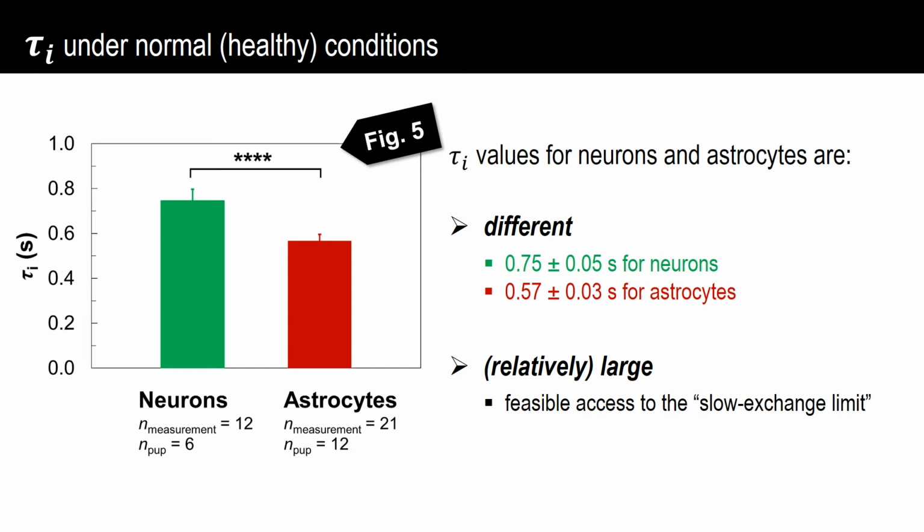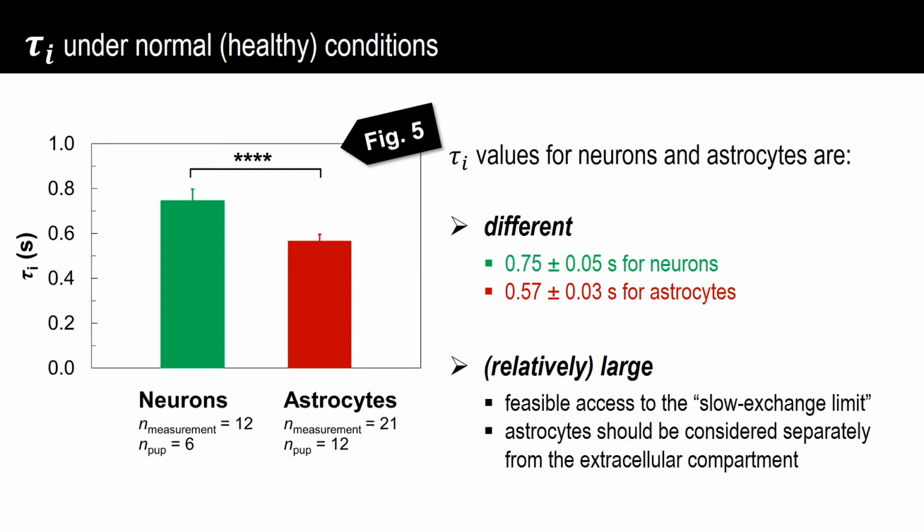And in addition to that, the tau I for astrocytes here is an important finding, because in some simplified CNS models, the astrocytes or glia in general are sometimes considered part of the extracellular water, where the transcytolemmal water exchange in glia is assumed to be fast. But our results show that the time scale of transcytolemmal water exchange for astrocytes is on the same order as that for the neurons. Therefore, the astrocytes' intracellular water should be considered separately from the extracellular water in the brain.